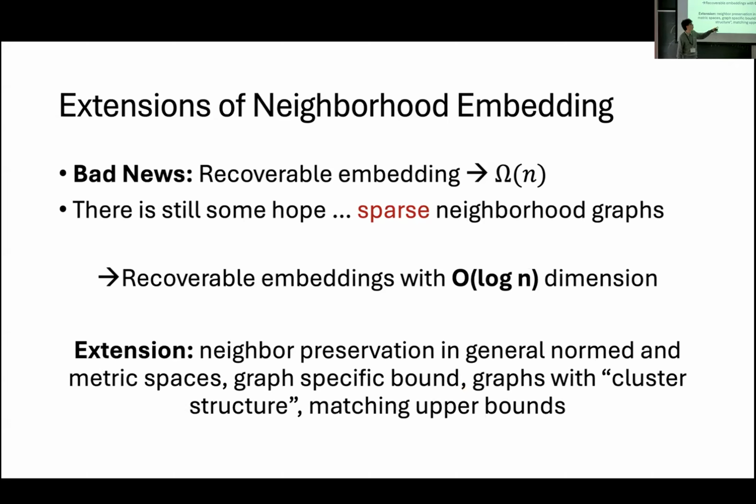Yeah, and just before I end my talk, I just want to talk about some of the other extensions we have in the full paper. We're going to also do some bounds for embedding in general norm spaces and metric spaces, some graph-specific bounds based off clique size and diameter and such things. We'll also focus on some graphs with special structure like cluster structure. And we'll give, of course, the matching upper bounds.